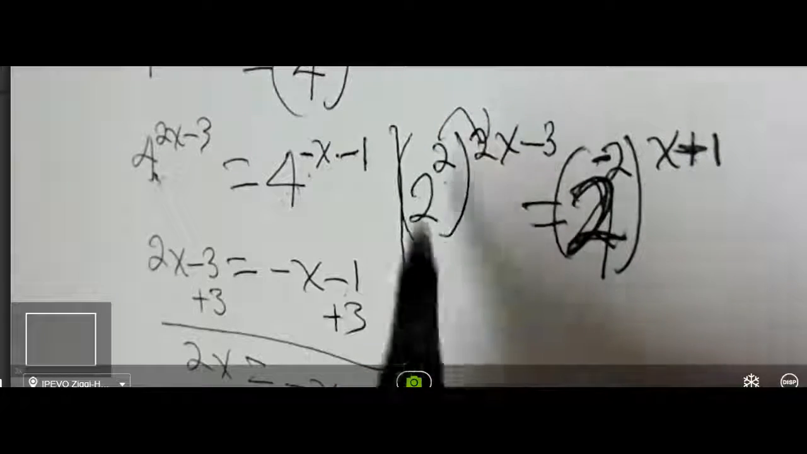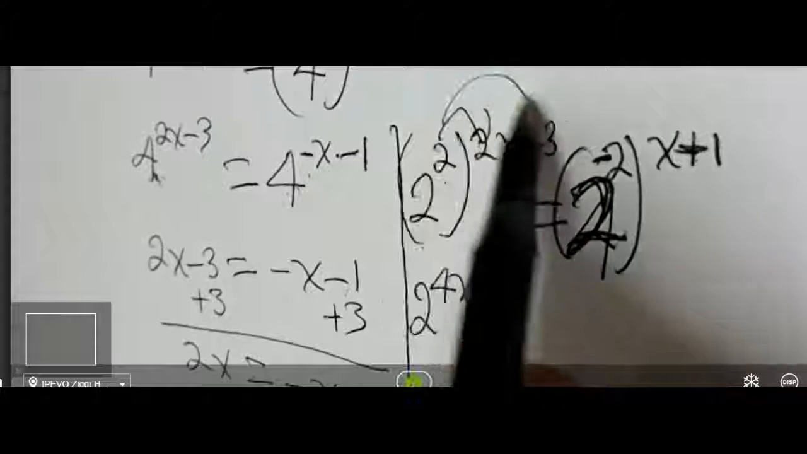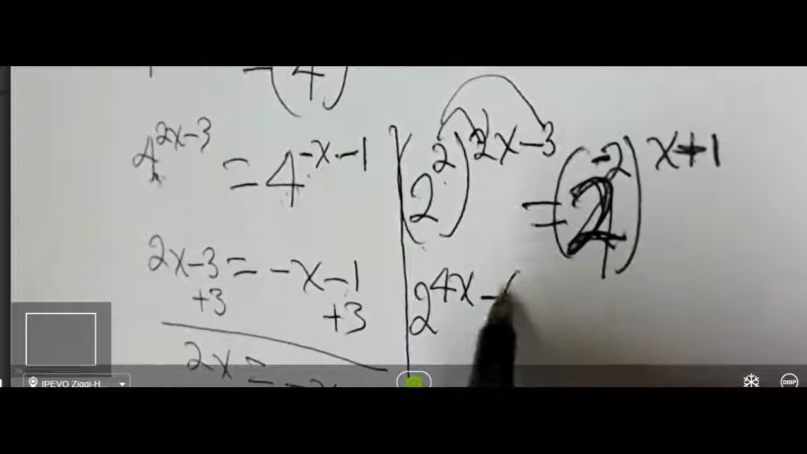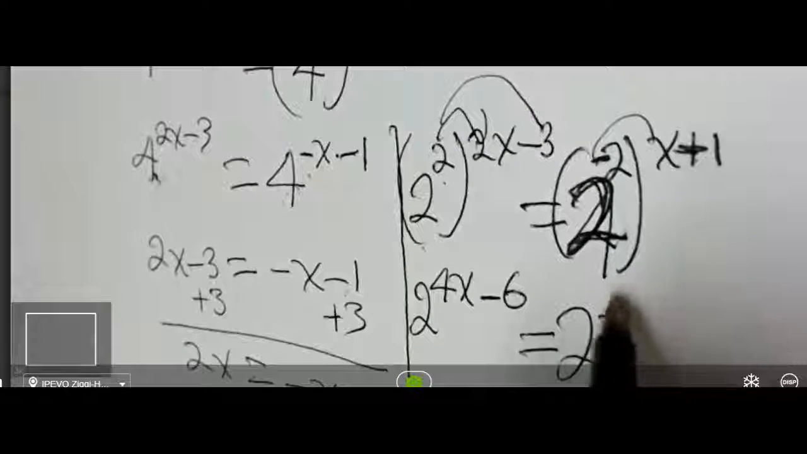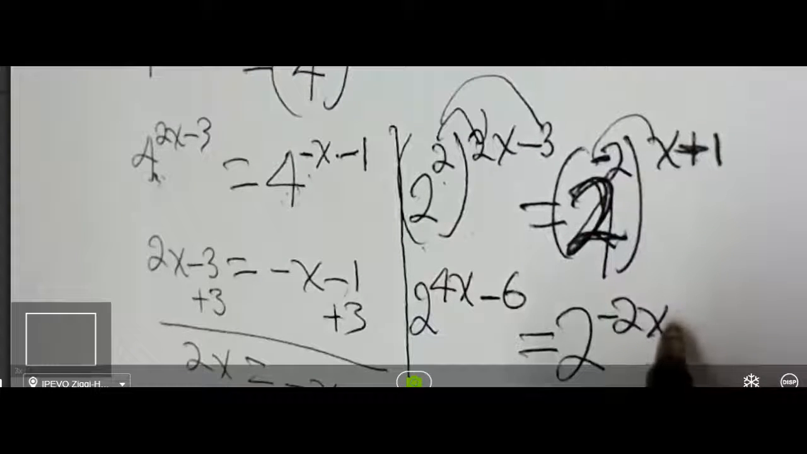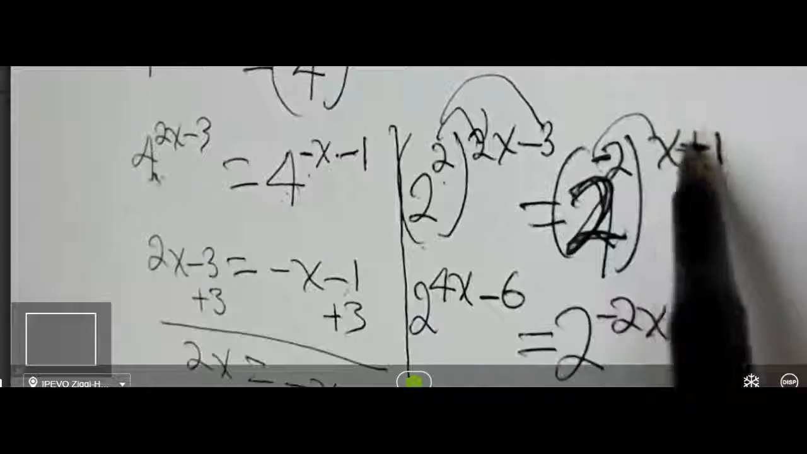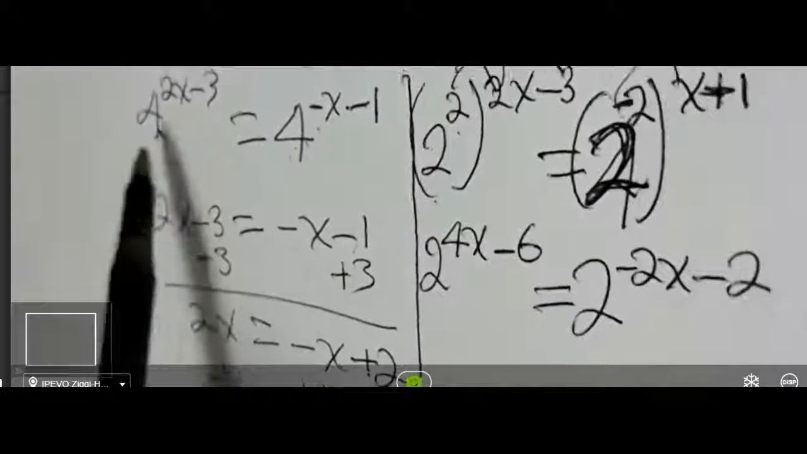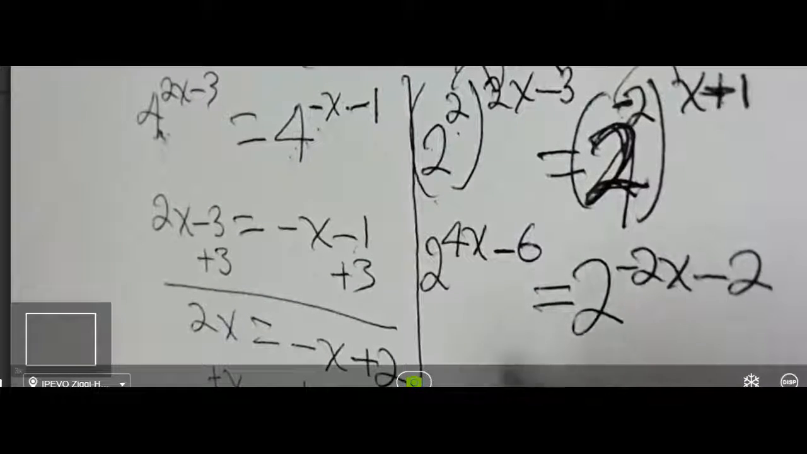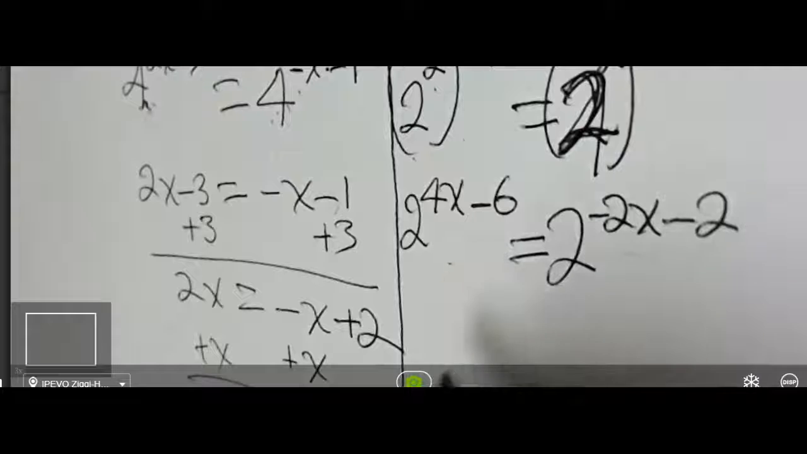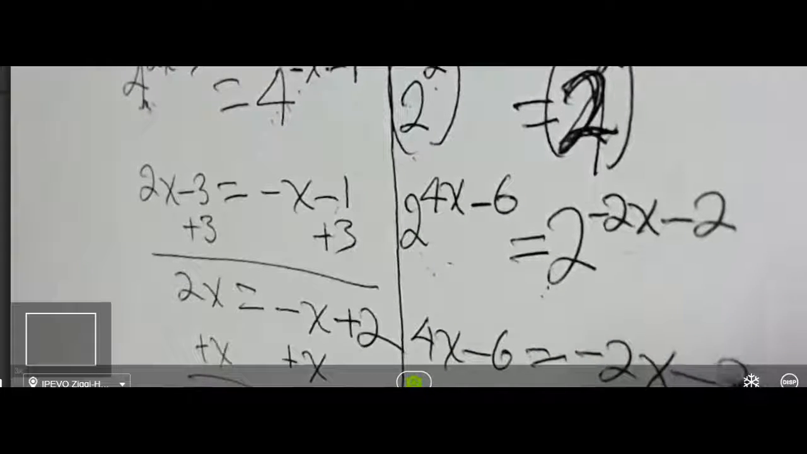So now we're going to distribute this and get 4x. 2 times negative 3 is negative 6. Equals then 2, and negative 2 is negative 2x and negative 2 times 1, negative 2. Okay, so sometimes it's necessary to use a smaller base, when necessary. But just so you see that we're going to get the same answer. So the 2 is the same base. So 4x minus 6 is going to be negative 2x minus 2.